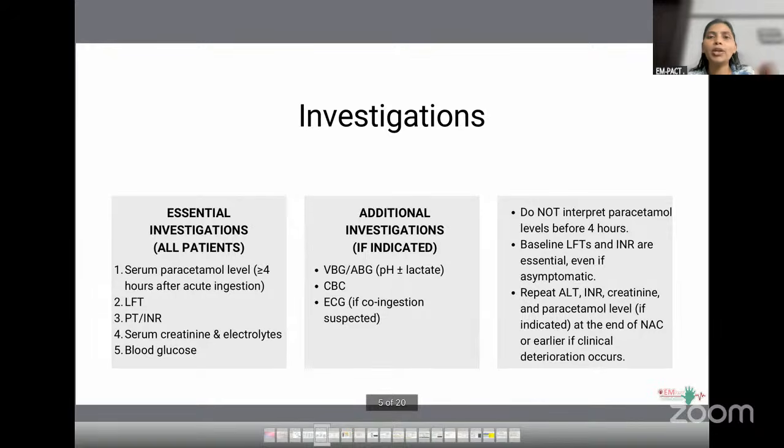Okay. And along with that, you can also send other investigations like LFT, PT-INR, serum creatinine, other electrolytes, glucose and all. And especially if you are suspecting any other co-ingestion, you can check the VBG, pH value, CBC, ECG. Okay. And you should also reassess the patient before discharging, or at the end of the NAC therapy. You should reassess the patient to decide whether the NAC therapy should continue or you can discharge the patient. That is also based on the reassessment. Okay.